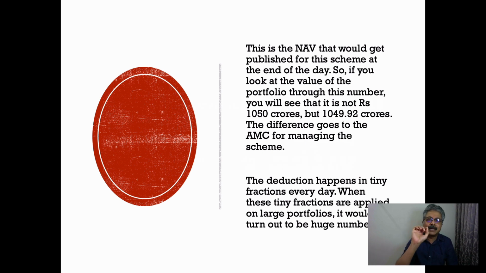So it's a very small amount, right? Every day they are drawing a little bit of money from you, but it adds up. For the mutual fund company, it adds up every day. At the end of the day, the portfolio value is not 1050 crores now. It is 10,049.92 crores. The difference of, let's say, 18 lakhs goes straight to the mutual fund company for managing this scheme. As I said, the deduction happens in tiny fractions every day. When these tiny fractions are applied to very large 17,000, 18,000 crore portfolios, it's a very profitable business to be an AMC when you have such large schemes.